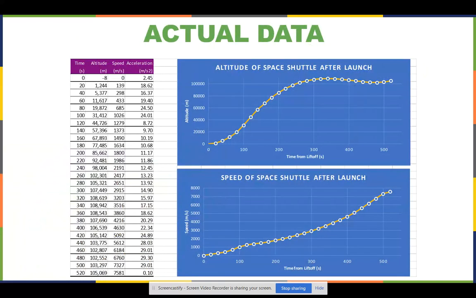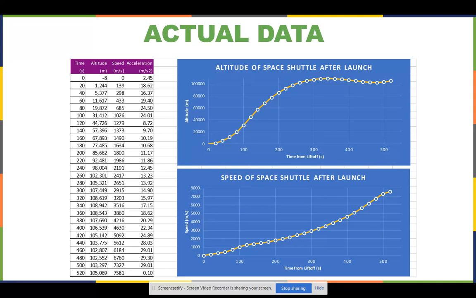Now here is the actual data for a space shuttle launch. In physics we use graphs a lot, because you can look at this graph and get exactly the feel for what's going on with the data. This data table is good. You can read through and get a lot of information, but it's quicker and easier to look at the graph.